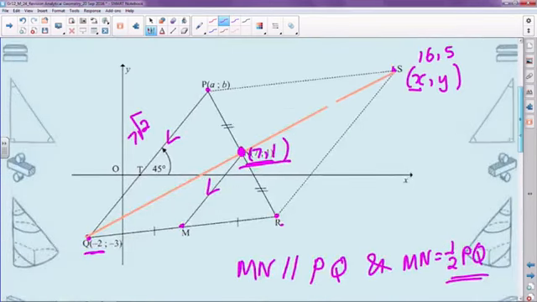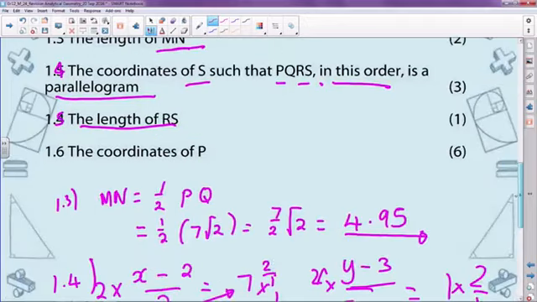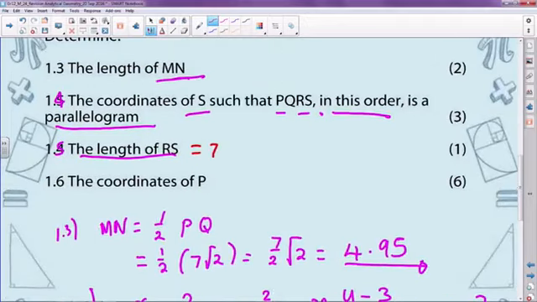Okay, so let's go to the diagram and look for RS. Now remember, they've also told you that PQRS is a parallelogram. So therefore, we know that RS is going to be equal to PQ, because the opposite sides of a parallelogram are equal. We know that PQ is 7 square root 2, therefore RS must also be 7 square root 2. So the length of RS is 7 square root 2. You can work out that value on your calculator. I'm not going to do that, but you can.